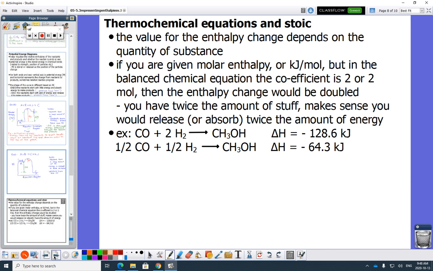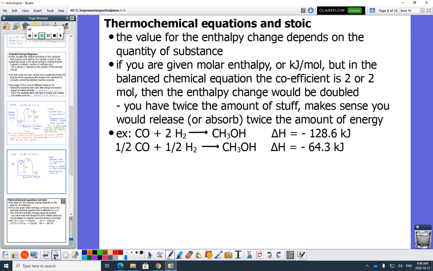So if you're given a molar enthalpy, or kilojoules per mole, which is a very common method of analyzing thermochemical data, but the coefficient is 2, or 2 moles, then the enthalpy would have to be doubled. We kind of already talked about that. If you have twice the amount of stuff, makes sense, you would release or absorb twice the amount of energy.